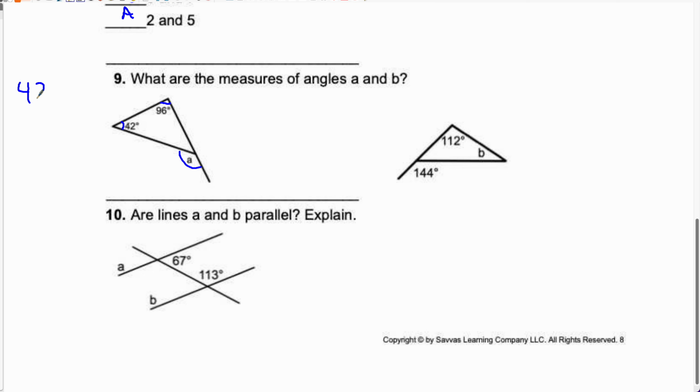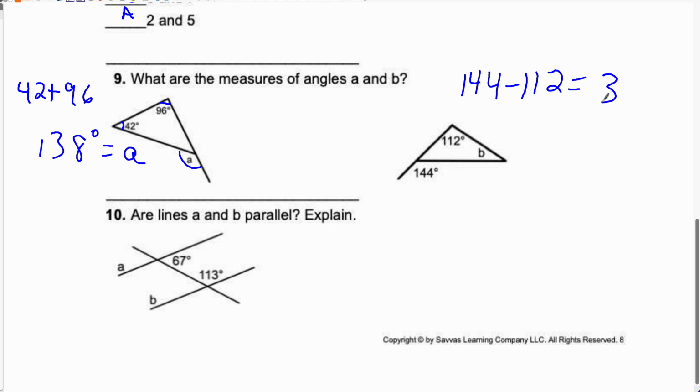So 42 plus 96 is 138 degrees. So angle A equals 138 degrees. Okay? So, to find angle B, if I know that these two have to add up to the exterior angle, what can I do to find angle B? Subtract it. It's just 144 minus 112. Equals 32 degrees. Okay?